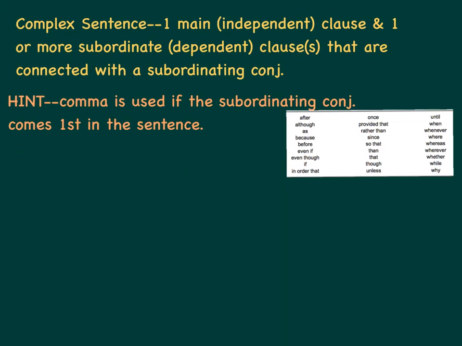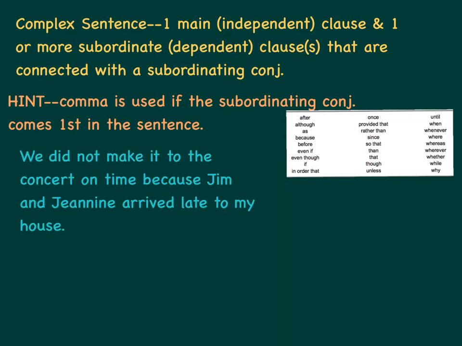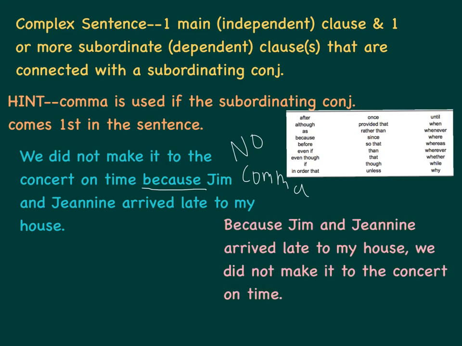What if I wrote the sentence like this? We did not make it to the concert on time because Jim and Janine arrived late to my house. Notice there's no comma. Both ways are correct, but arranging the clauses gives you variety and interest in your writing. Pause the video and copy down the definition, example, steps, and hints in your notes. Don't worry about the subordinate conjunction list. You'll receive one of those in class.